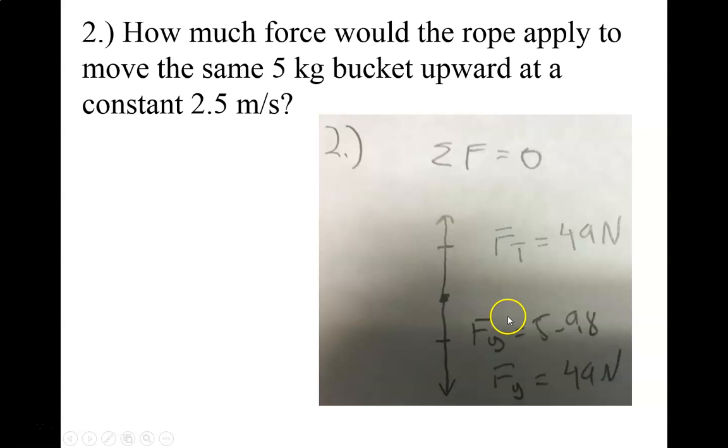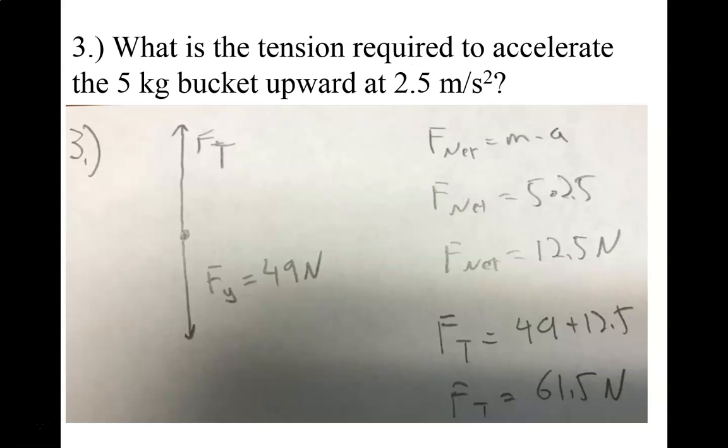Well, I still have that same 49 newtons down, okay, and that's got to be canceled out by the force of tension in order to balance my forces. So my force of tension in this case is just equal to 49 newtons, because we're moving upwards at a constant 2.5 meters per second. If we were accelerating upwards at 2.5 meters per second squared, it would be a different problem altogether. As a matter of fact, it'd be this problem. What is the tension required to accelerate a 5 kilogram bucket upward at 2.5 meters per second squared?